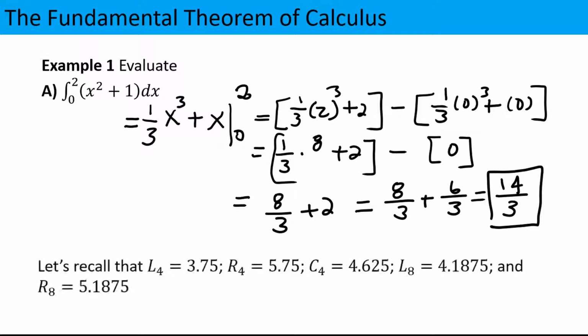4.66666666. Let's recall that when we did the Riemann sum with left end, the result was 3.74. With the right end, it was 5.75. With using the center rectangle, it was 4.625. When we increased the number of rectangles to 8, left-hand side was 4.1875, and the right hand for 8 rectangles was 5.1875. For this particular function, it appears that just 4 rectangles, but choosing the middle point, gave us closest to the actual answer.